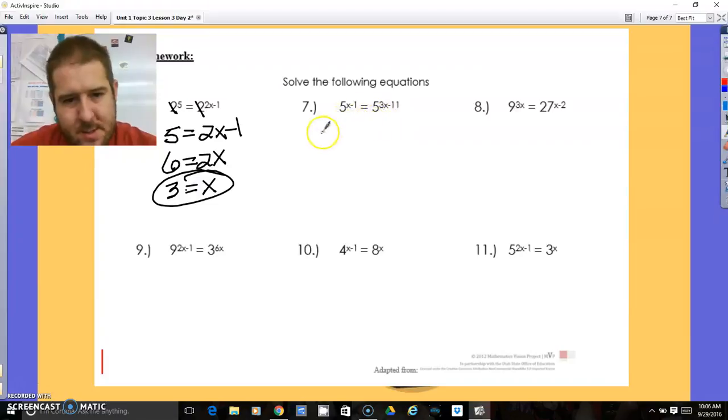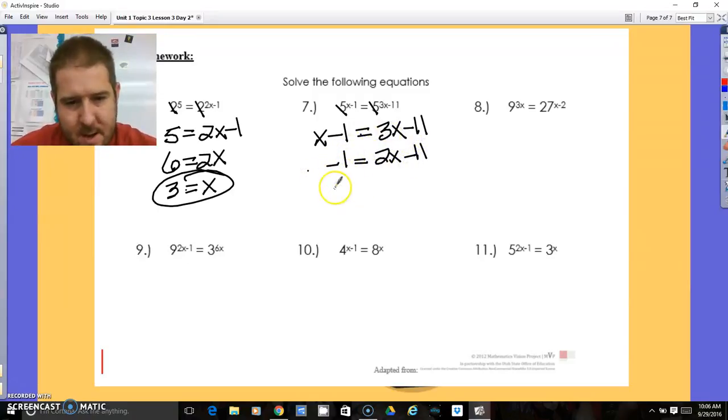All right, this one, bases are the same already. So get rid of the bases. Equals 3x minus 11. So I'm going to subtract x from both sides. And that leaves me with this. Add 11 to both sides. That leaves me with this. Divide both sides by 2. And that leaves me with, that is the answer.